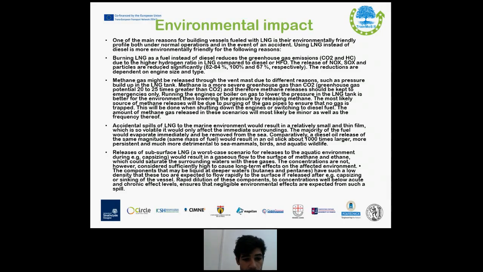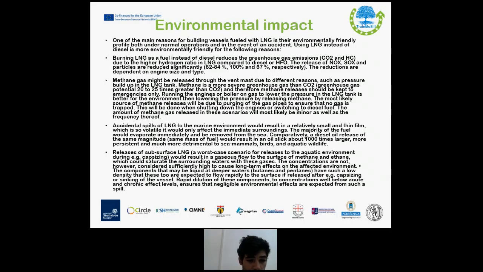Methane gas might be released through the vent mast due to different reasons such as pressure build-up in the LNG tank. Methane is a more severe greenhouse gas than CO2, with a greenhouse potential 20 to 25 times greater than CO2, and therefore methane releases should be kept to emergencies only. Running the engines or boiler on gas to lower the pressure in the LNG tank is better for the environment than lowering the pressure by releasing methane.